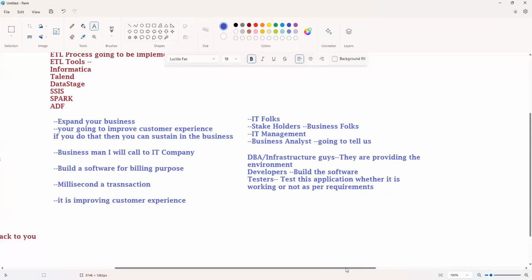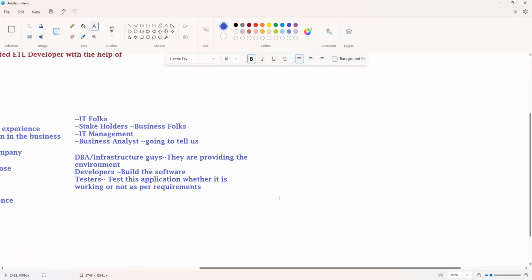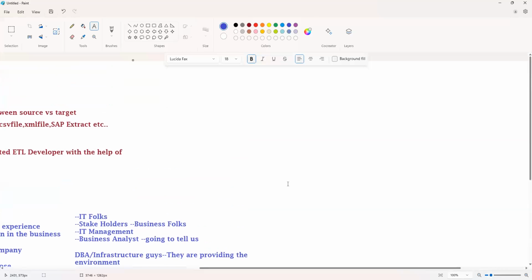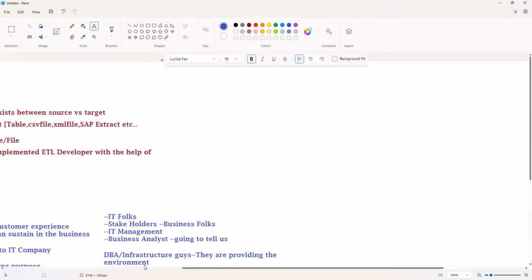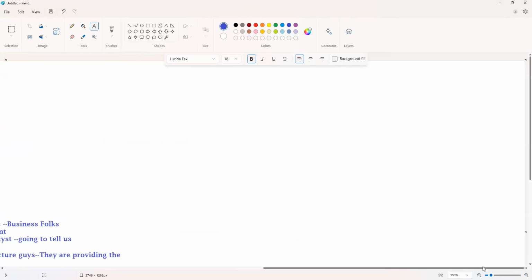Now let's get into ETL. Are you clear on the roles? Database administrators or infrastructure guys, developers, and testers. Now which course are you choosing? You are choosing the testing course, ETL testing. Now let's talk about ETL. I already mentioned it here. What do you mean by ETL? Let's talk about ETL in detail.